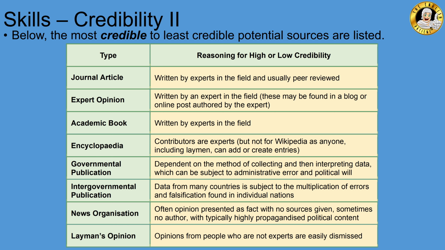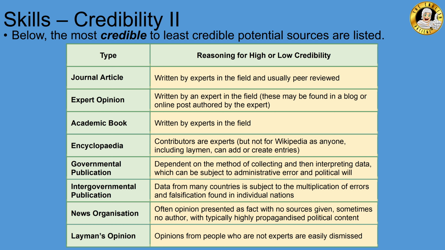Governmental publications. Now here we're starting to get into a little bit more dangerous waters, because governmental publications really are reliable only if the methods of collecting and then the methods of interpreting the data on which they rely are accurate. And often they are not, unfortunately, because they are subject to administrative error, and also they are subject to political will. The government might actually prefer the publication to show a different result than the one that they found, and they might alter the results in order to keep the government happy.